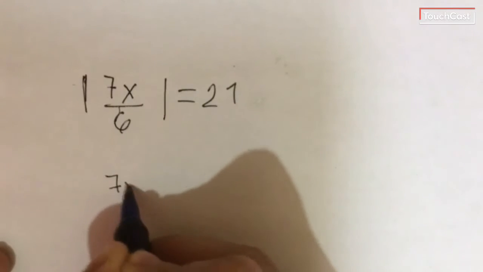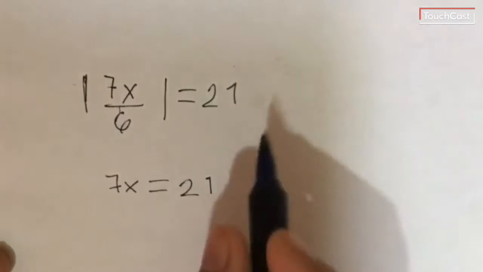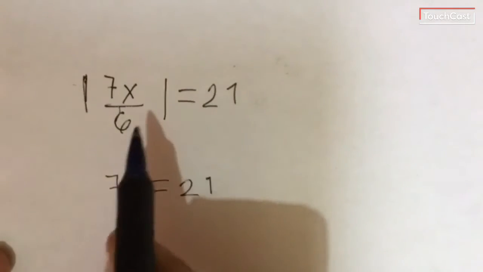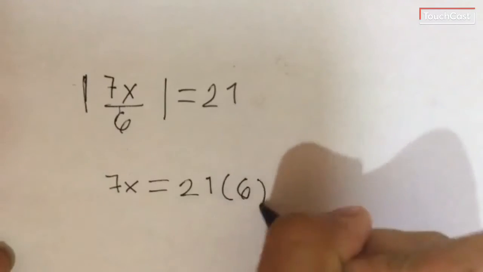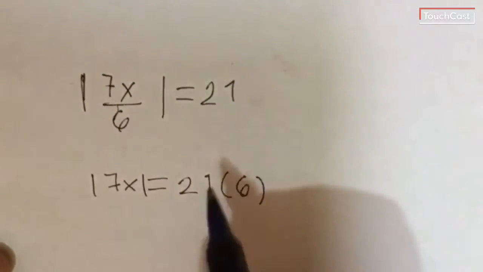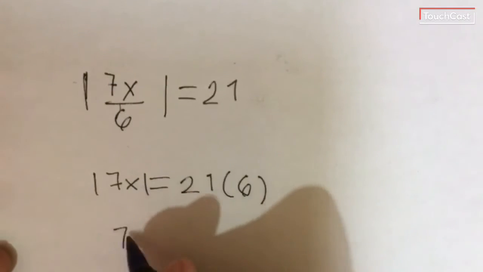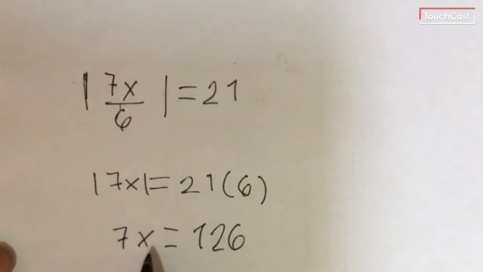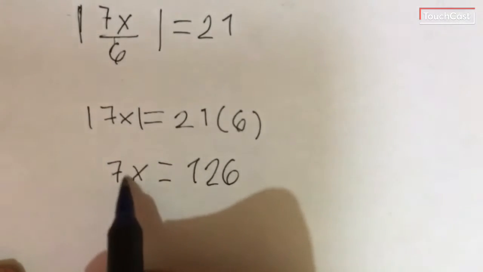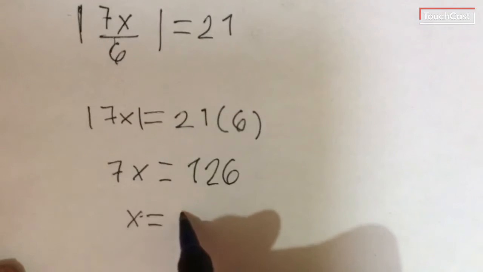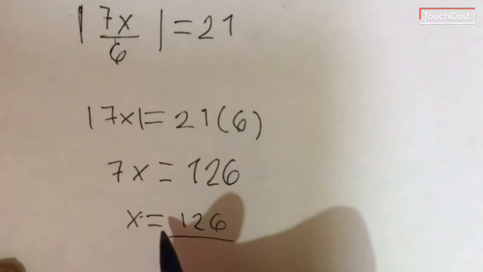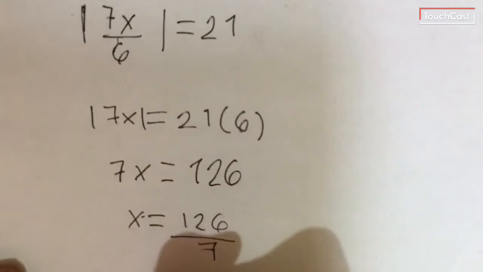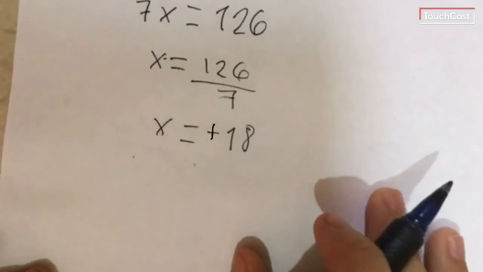So for example, 7x equals 21, and the 6 goes to its opposite. So for example, here it is dividing, so you pass it multiplying, and then you solve 21 times 6, and it is 126. Now only 7x is left. So you have to isolate x, so it becomes x equals 126 divided, because it's the opposite, because it was multiplying, it becomes divided by 7, and that gives you the result of 18.